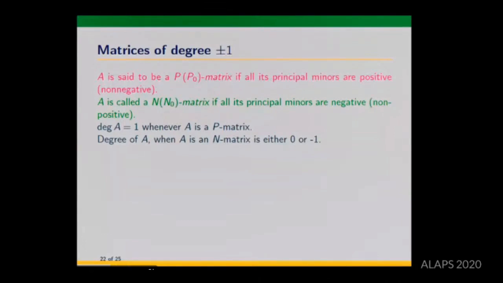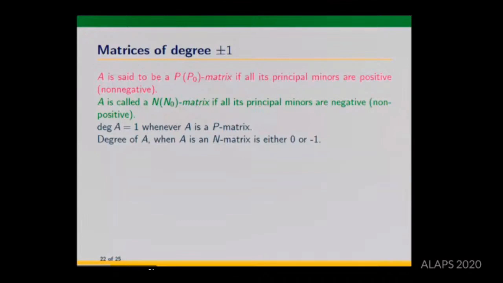A is called an N or N naught matrix if all its principal minors are negative, or non-positive for N naught. The N and N naught matrices are also well studied in the literature over the years, and a lot of researchers have worked on this class of matrices. In fact, in LCP there are more than 50 matrix classes in a paper by Cottle, and all these matrix classes are of great importance in the sense they have nice structures, and with respect to the solution of LCP there are nice characterizations, and still there are lots of problems which need to be studied with respect to those matrix classes.